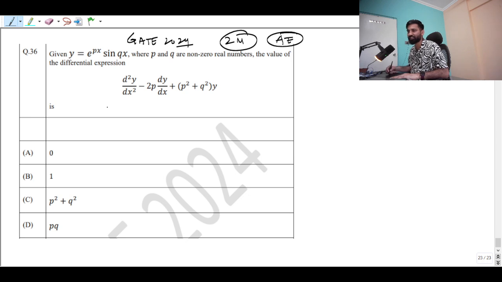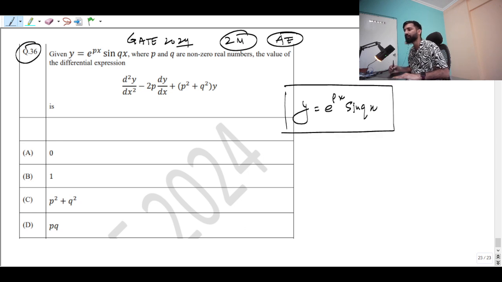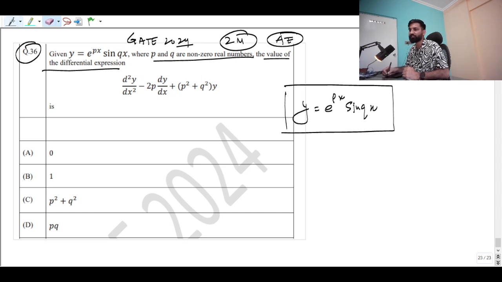Let's solve this question. Question 36: given that y equals e raised to power px sine qx. This is a kind of function that is a product of an exponential and a trigonometric function, where p and q are non-zero real numbers. You have to find the value of the differential expression.